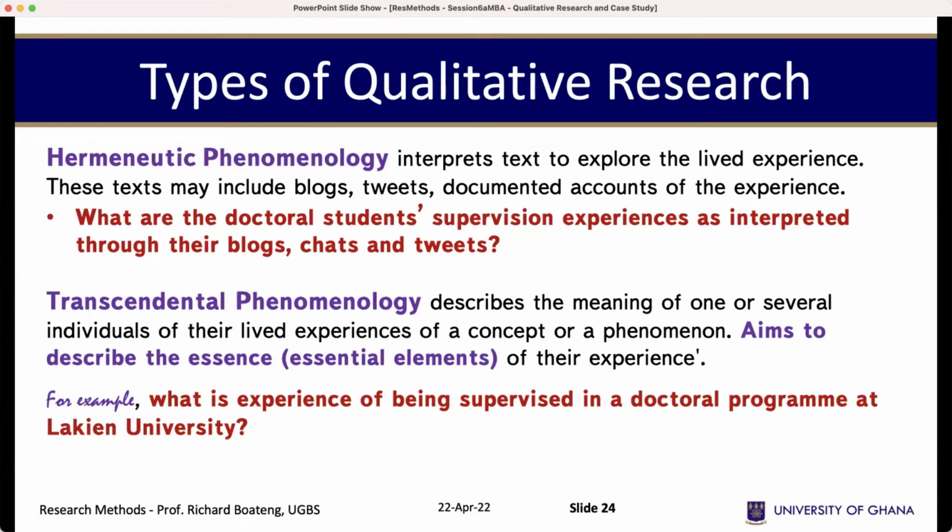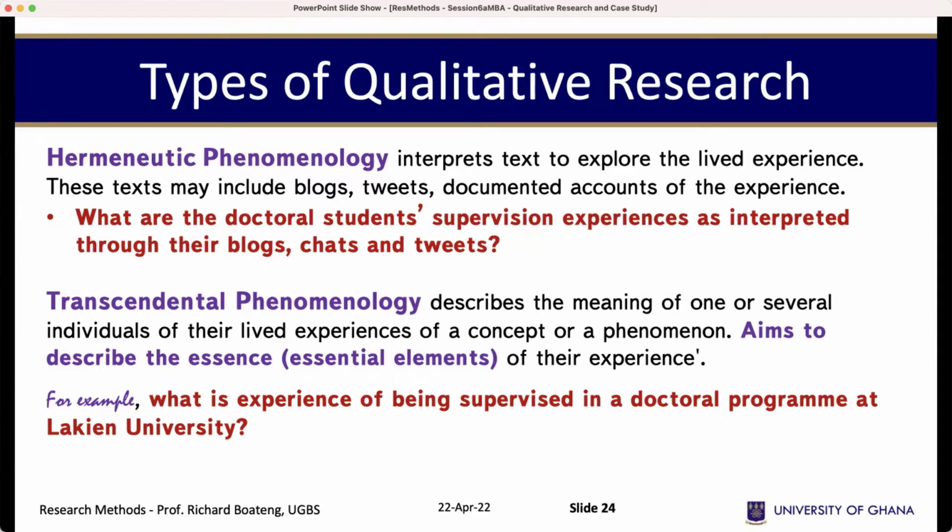So let's take them one by one. In phenomenology, we have two types, transcendental and humanistic. A humanistic phenomenology interprets people's lived experience through text. So you try to look at what the text says about the person we are trying to talk about. So you may use things like documented accounts of the experience the person went through, tweets, diaries, information placed in the diaries in terms of notes he has made or stories he has written concerning the phenomenon you want to study.